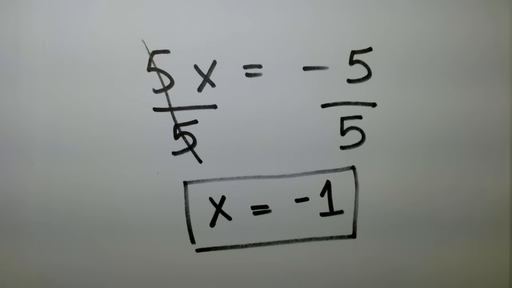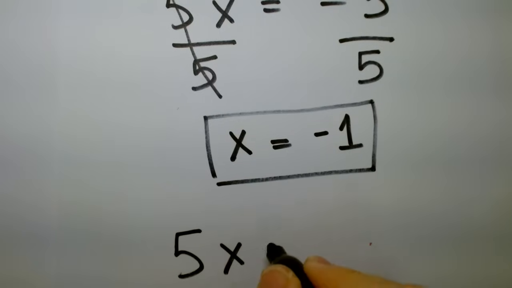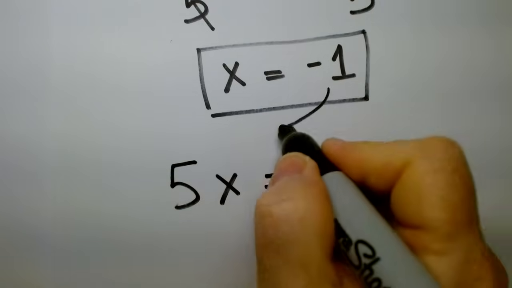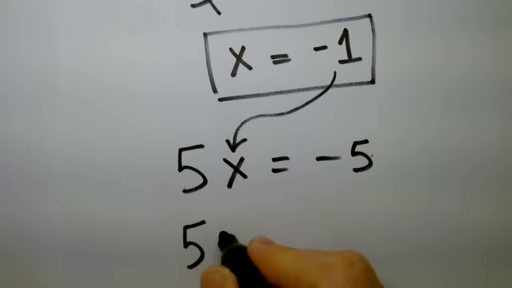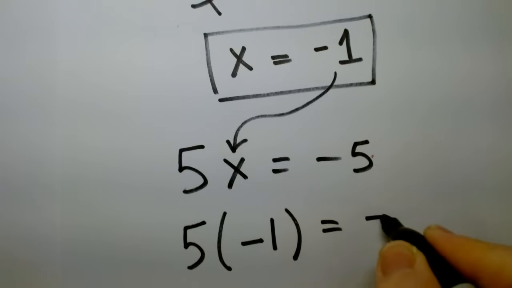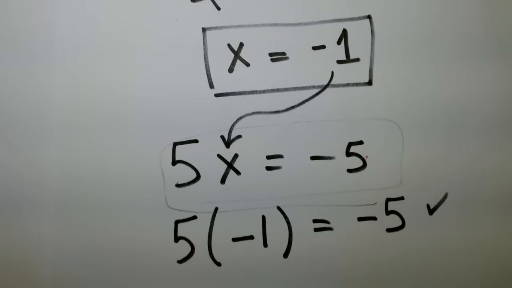So what does that mean? The original problem was this. Can you see that if I put x equals negative 1 in there, 5 times minus 1 is going to give you negative 5? So that is what x has to be in order to make this statement true. So that's what we're saying. Great. Okay, good.